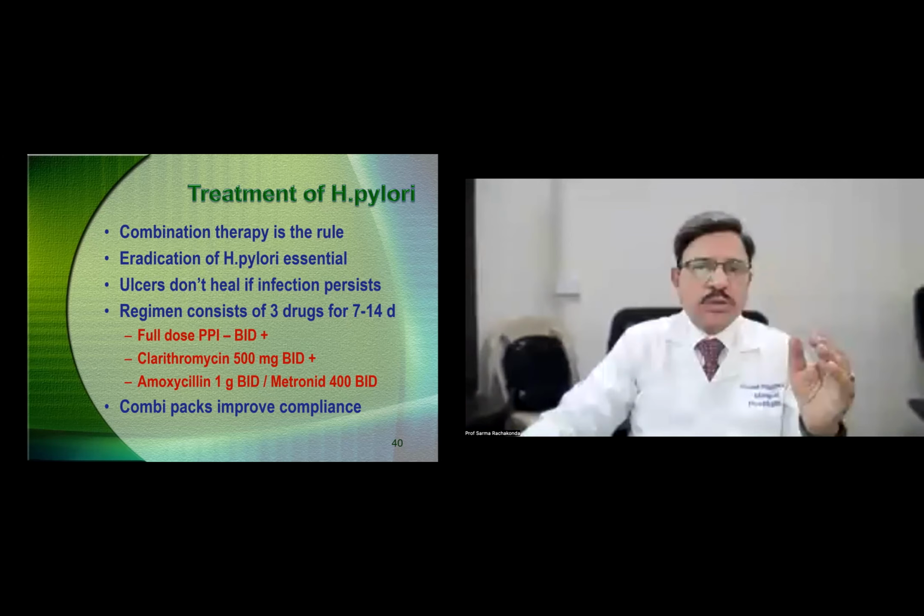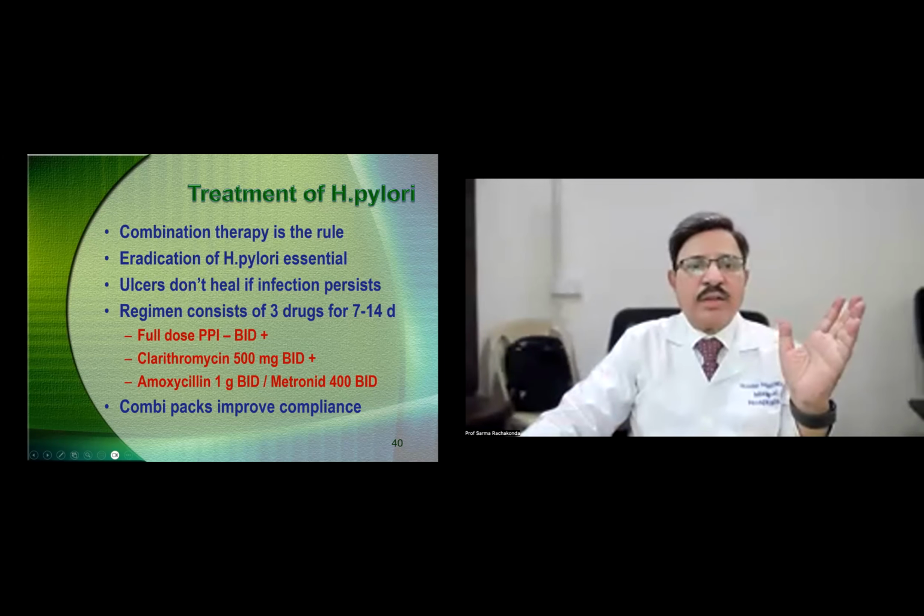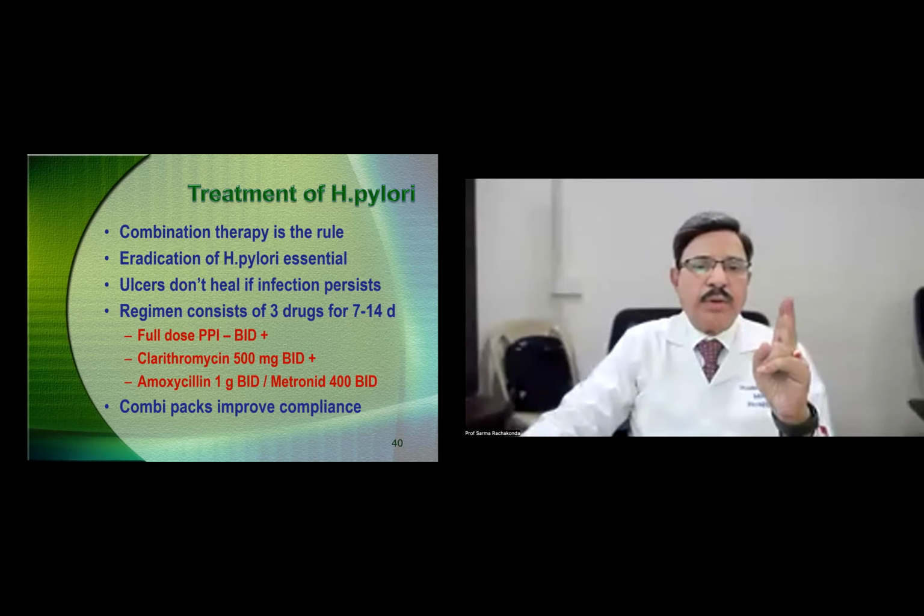So ulcers do not heal if the infection persists. One cause of non-healing peptic ulcer is coincidental concomitant H. pylori infection. If you treat H. pylori, the ulcer will then heal. The regimen contains what is called full dose PPI, two times a day. Full dose PPI is 40 milligrams of omeprazole, or 20 milligrams of esomeprazole, or 40 milligrams of pantoprazole. That should be given twice a day, okay, for 2 weeks.